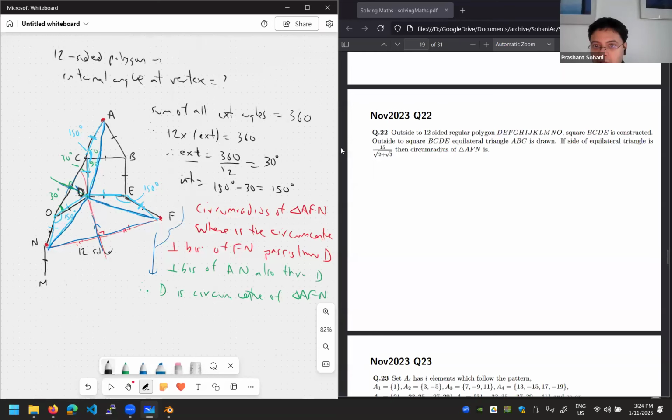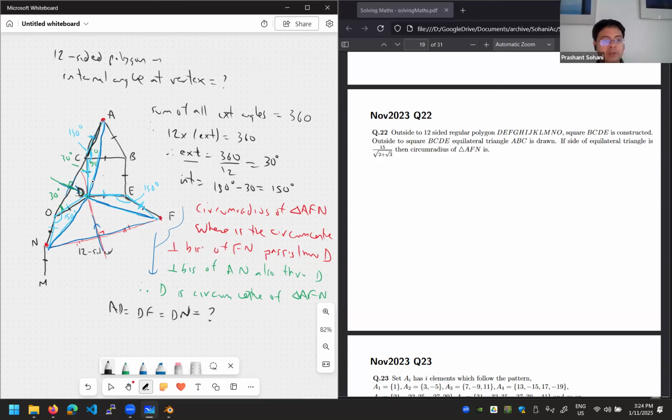Okay, then what is asked actually? So now we want to find the radius. We want to actually find the length of this radius. How much is the AD? What is the distance of D from all the three vertices? And what is given is the length of this side. So this is what is given.